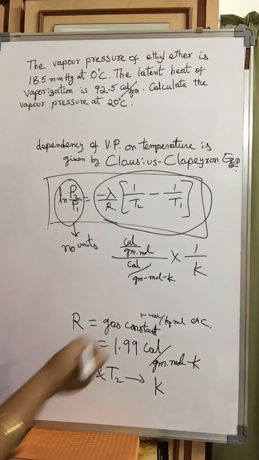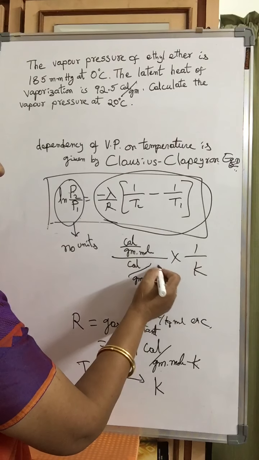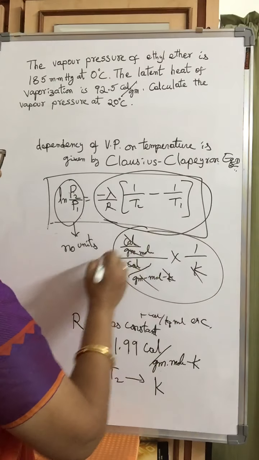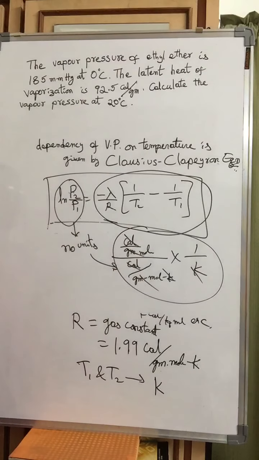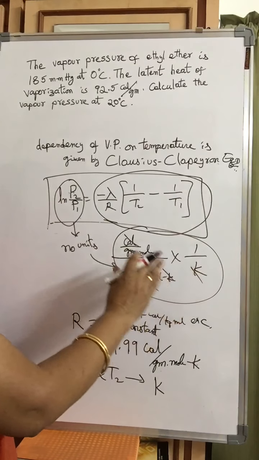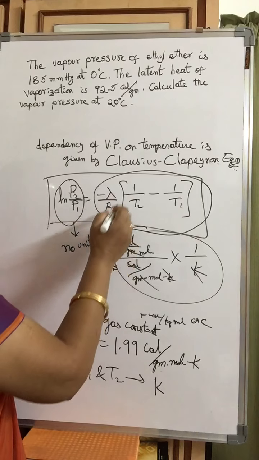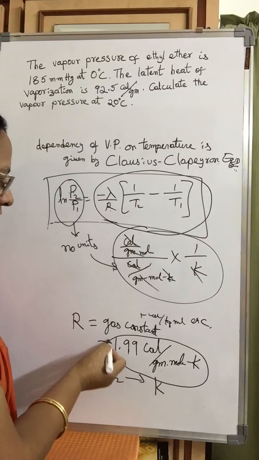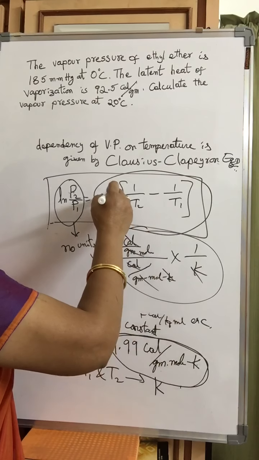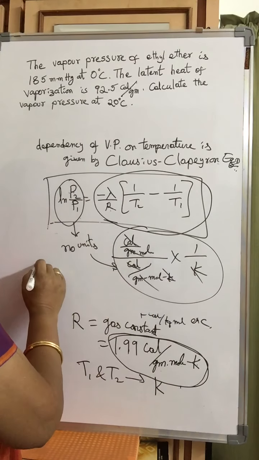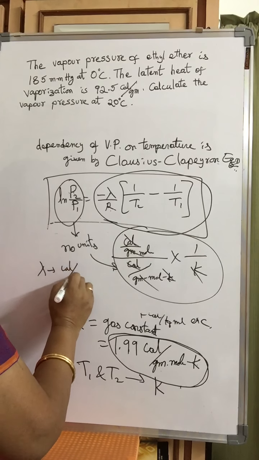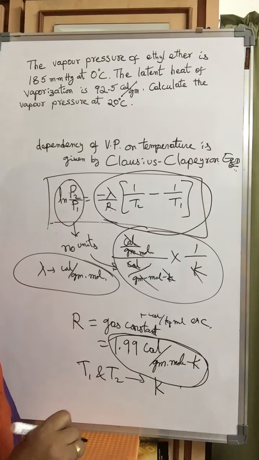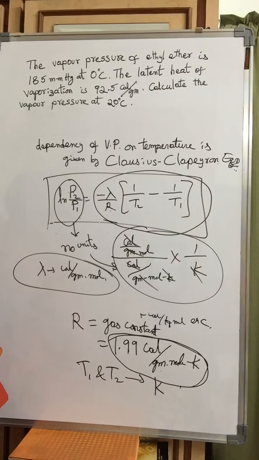Okay, so everything will get cancelled. No units. Here also no units. Units are tallying. So first what you need to remember is when you are using this R value, lambda needs to be substituted only in calorie per gram mole.